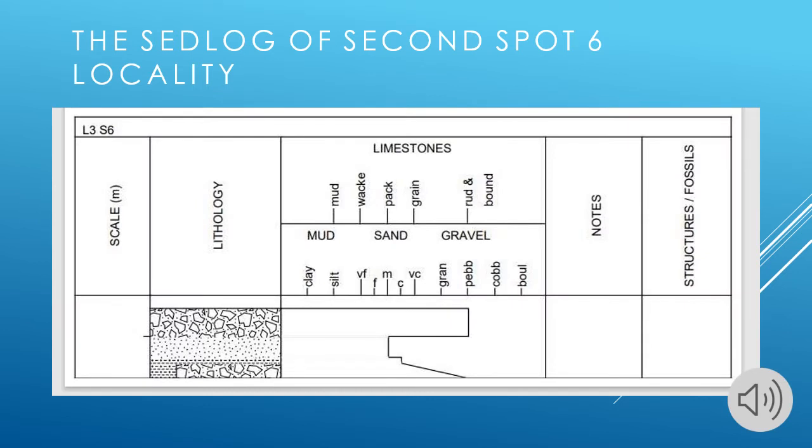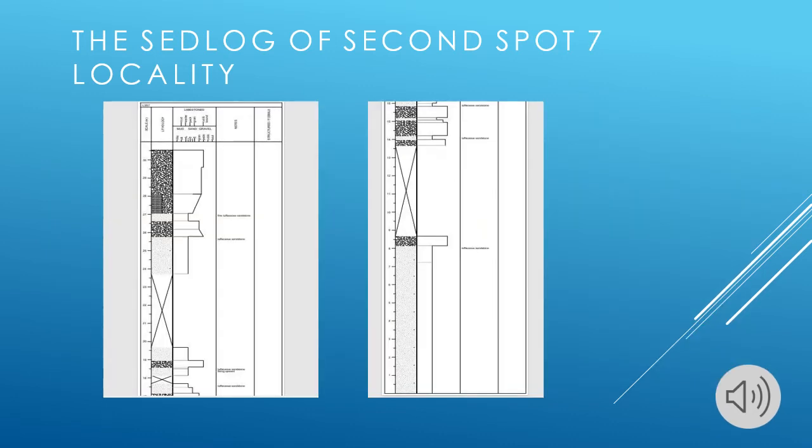Spot 6 of second locality setlog shows it mainly consists of sand to gravel lithology. The class size is from medium to pebble. The conglomerate is interbedded with sandstone and shale to have clay lithology. The setlog of spot 7 consists of tufaceous sandstone that has fining upward sequences.